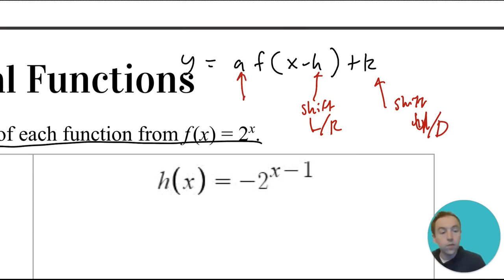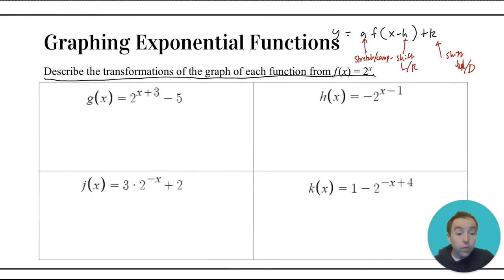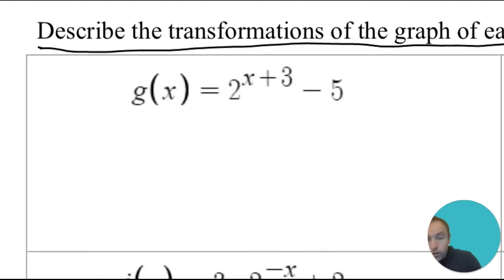And then this factor of a that multiplies in front will either do a stretch or do a compression to the graph, depending on whether that number is bigger than 1 or less than 1, right? Okay, so for this function right here, we're asked to describe the transformations compared to just y equals 2 to the x.